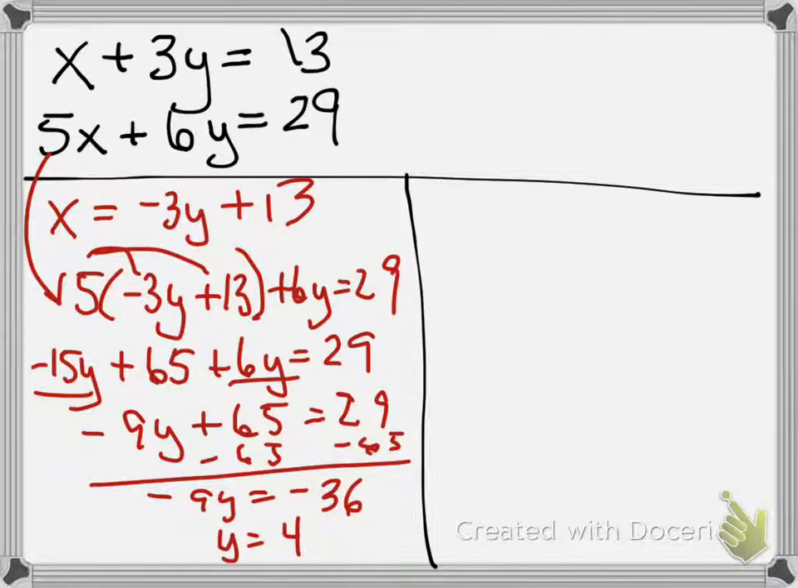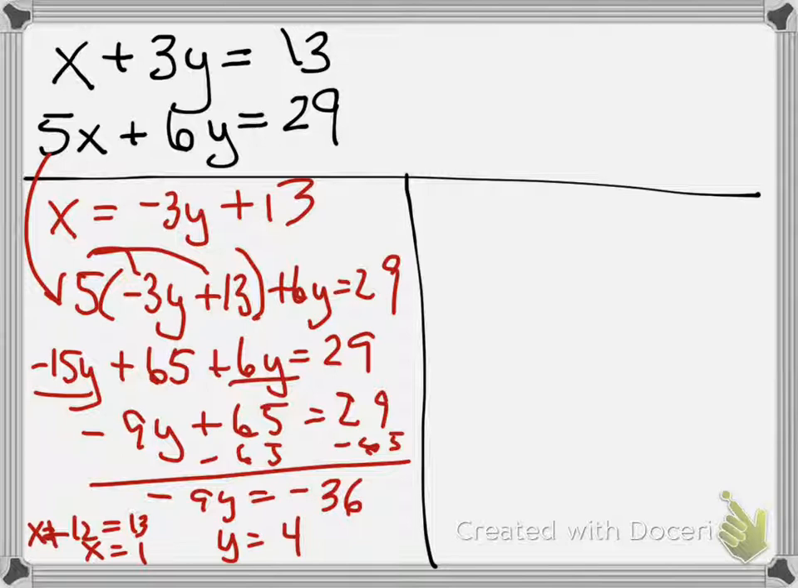I then go back and I'd say to myself, and I'm running out of space here, if y equals 4, what does x equal? x plus 3 times 4, x plus 12 equals 13. x would have to be 1. Okay? So now let's look at a different way to solve this.